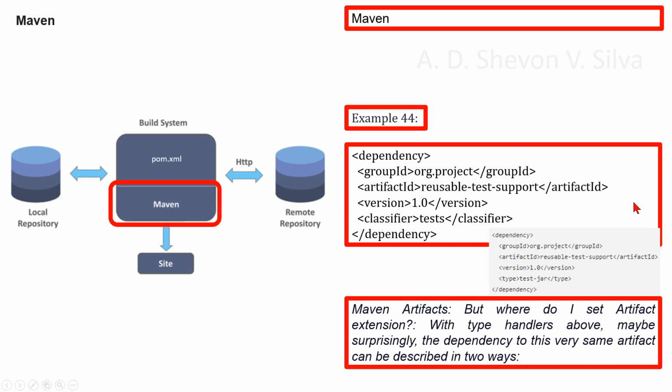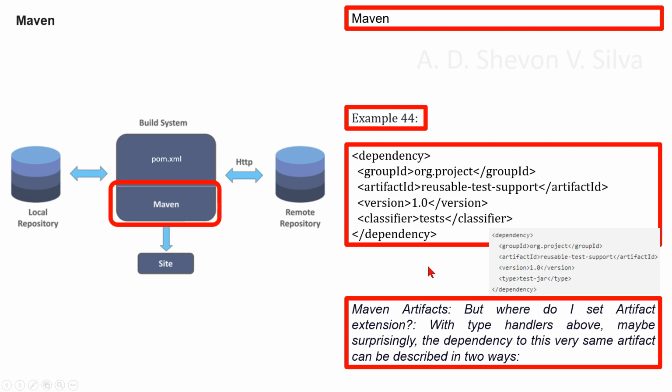Also, consider for example the artifact org.project:reusable-test-support:1.0:tests jar with this type handlers. Maybe surprisingly, the dependency to this very same artifact can be described in two ways. And the equivalent dependency would be here.